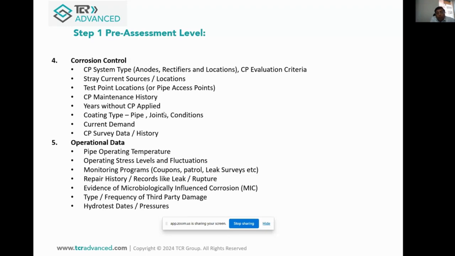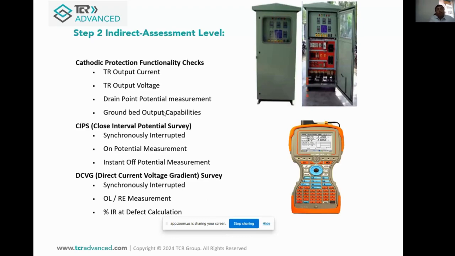So type and frequency of third party damage. Sometimes you are doing good, but third parties don't know, and they can damage your pipeline. So those data are equally important. Hydro test dates, the pressures, operating pressure, initial pressure, design pressures, current operating pressures, why it has changed, what are the reasons. This is again important. So if you have those sets of data, you can go to an indirect assessment level.